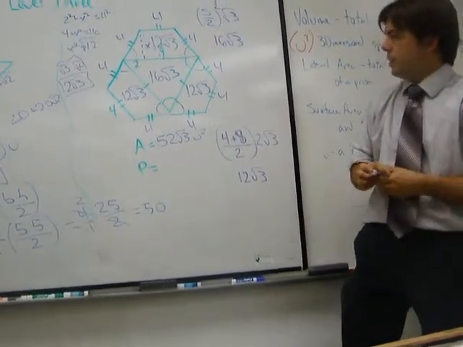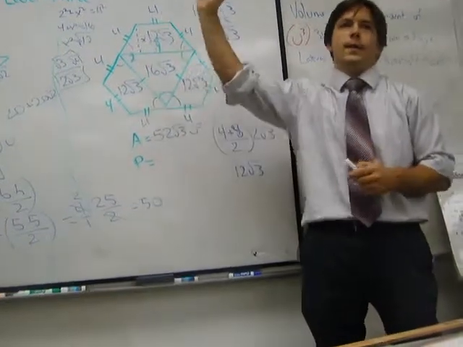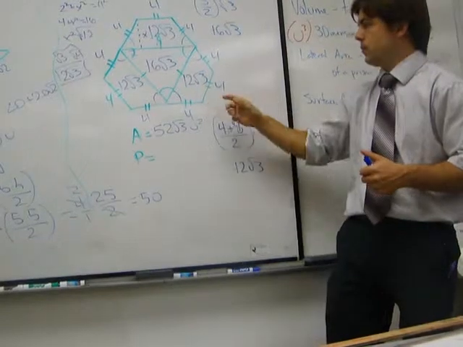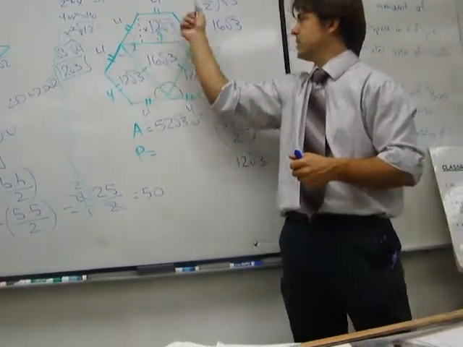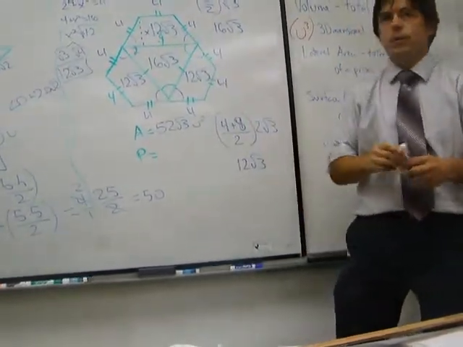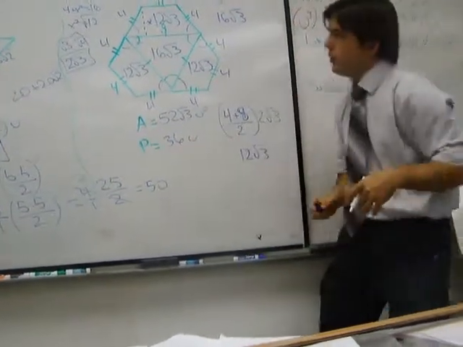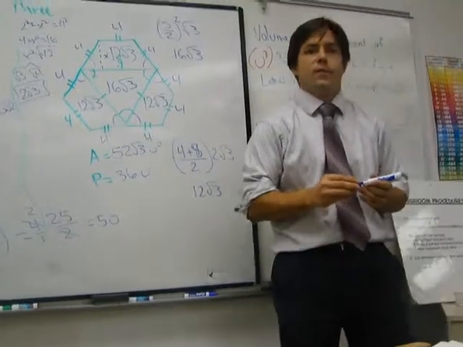And then, of course, the perimeter is just all of these 4s added up. That's 9 fours. What's 9 times 4? 36. So it is 36 units. Voila, level 3. Thank you.